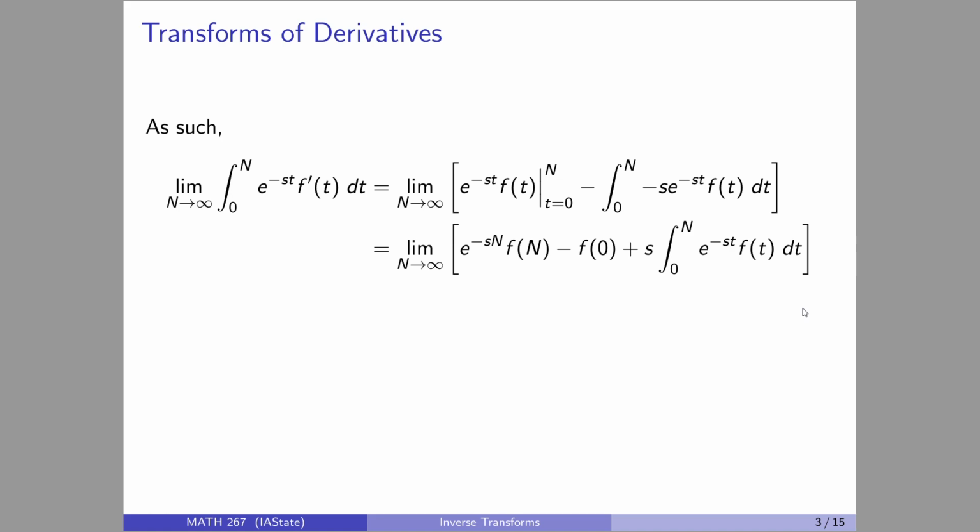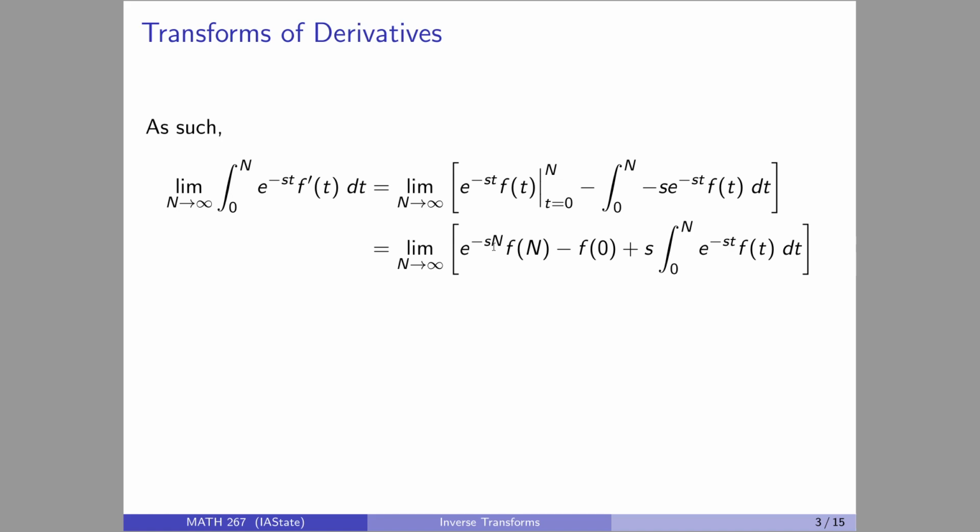And now we're going to go ahead and take a limit. There's a couple of things to notice about this particular limit. First off, the negative f of 0 is not going to care about the limit, there's no n. The term on the right here, the integral from 0 to n, is just going to turn into the integral from 0 to infinity. And, oh, hey, note, that's just going to be the Laplace transform of f. Well, that's nice.